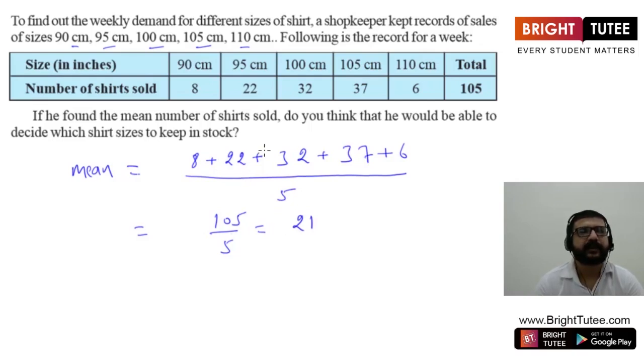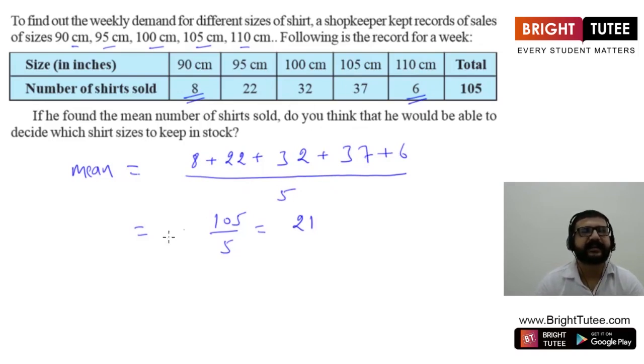So should he order 21 shirts of each size? Will it be fine? I think it's not a good idea, because the number of shirts sold of 90 cm is very less. It is 8. And the same in the case of 110. It is only 6. So why should he keep these sizes in stock?